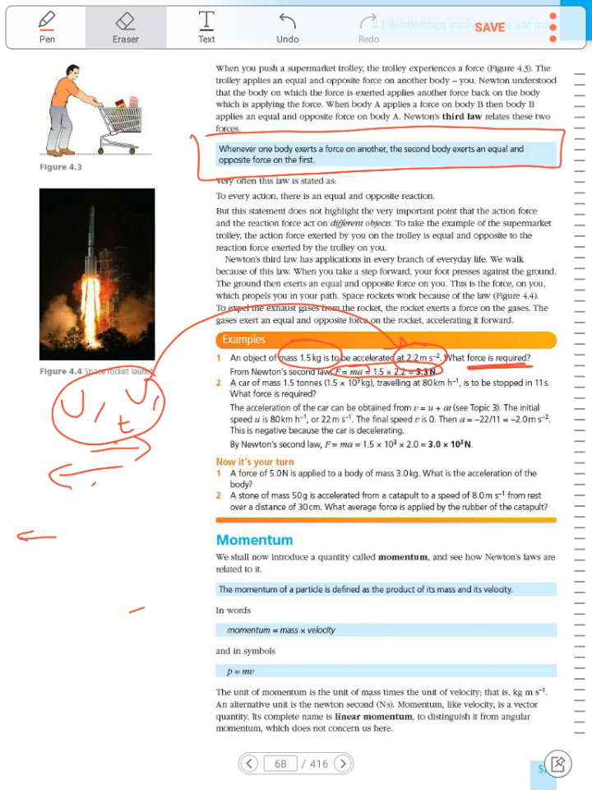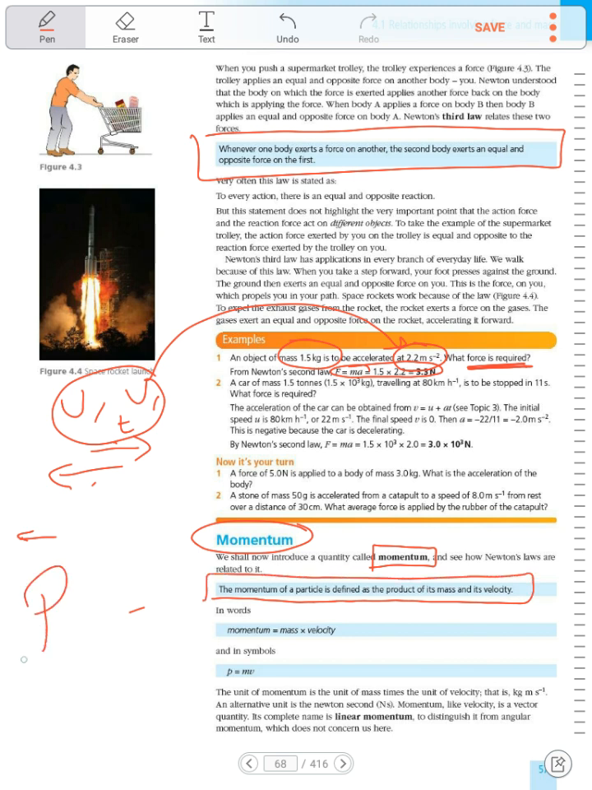Now, let's start talking about momentum. We have moment and momentum. Moment is the turning effect, clockwise and anticlockwise. Momentum is the amount of motion in the object. The momentum of a particle is defined as the product of the mass and velocity. Momentum p equals mass multiplied by speed. So if the object has a higher mass or a higher speed, it has a higher momentum, or linear momentum. The unit of momentum is kilogram meters per second.